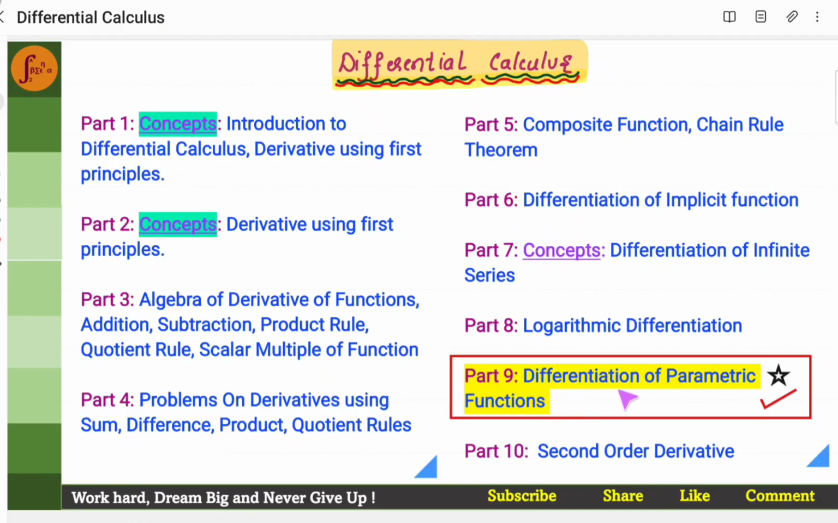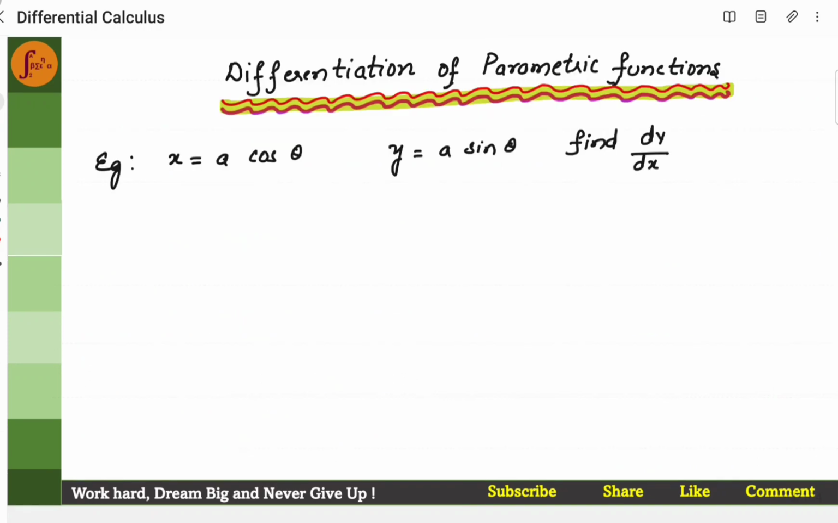Hi everyone, in this video we'll go through differentiation of parametric functions. So what are these parametric functions? If you have two functions like this, and both are expressed in terms of another variable, that is, x is a function of theta, y is also a function of theta, and we need to find dy by dx, then such functions are called parametric functions and we need to differentiate this.